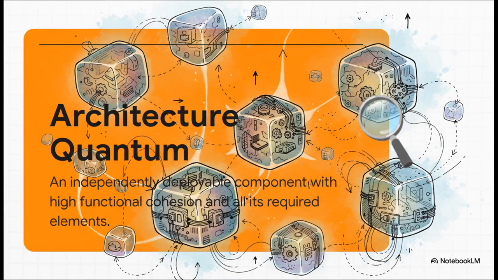So how do we actually make the choice? Well, the secret is in this concept called the architecture quantum. Now, it's a bit of a mouthful, but think of it like this. A quantum is a single piece of your system that can be deployed all by itself. It has all its own gear: the user interface, the logic, the database stuff, everything it needs to do its job. It's a self-contained, independent piece of your system.